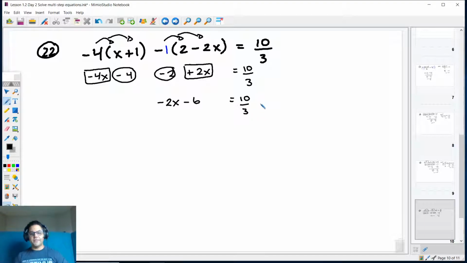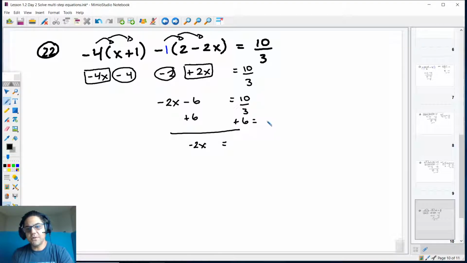All right, looks like a nice two-step problem, except for that fraction on the side, but we're going to do our best that we can. So I'm going to add 6 to both sides. That's going to give me a negative 2x is equal to, now remember, in order to add this, I need to go ahead and, you know what, let's change this to a simple denominator of 3.